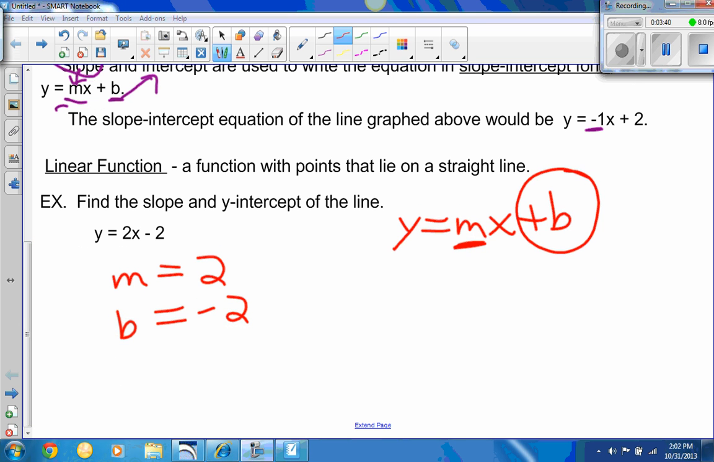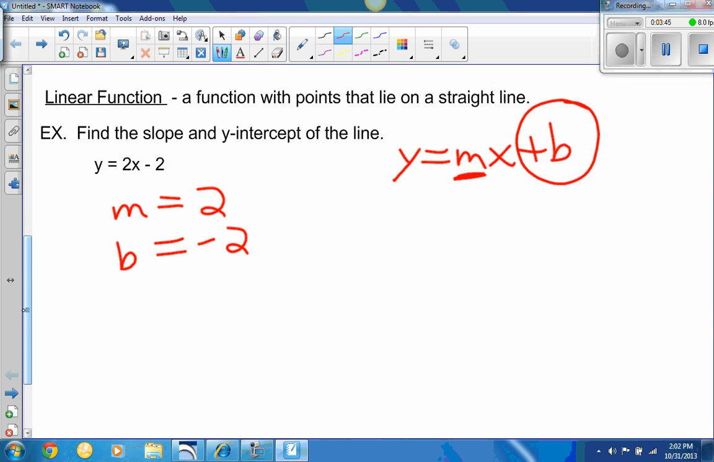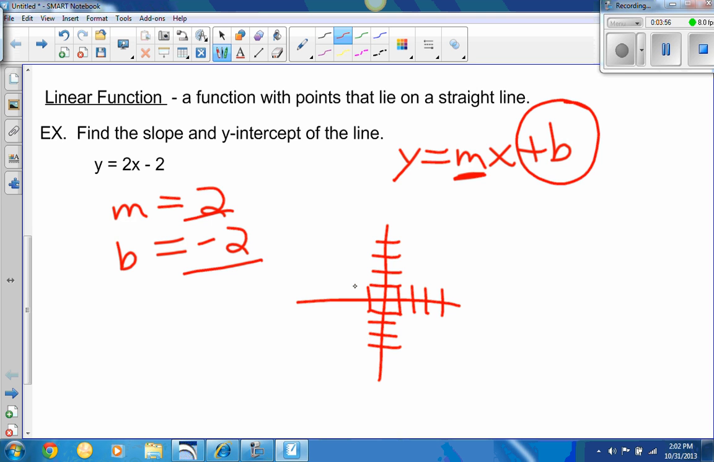And now I can go ahead and graph that line just knowing those two things. We did a couple of these yesterday. So just knowing that the slope is this and the intercept is this, I could go ahead and plot it on my graph. So my intercept is negative 2, so it's going to cross my y-axis at negative 2. And if I use the slope, 2 means 2 over 1. So that means I go up 2 and over 1. And there is that line, this function on a graph.